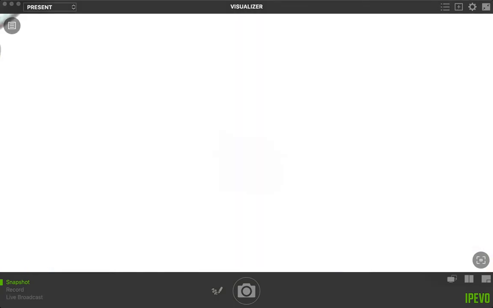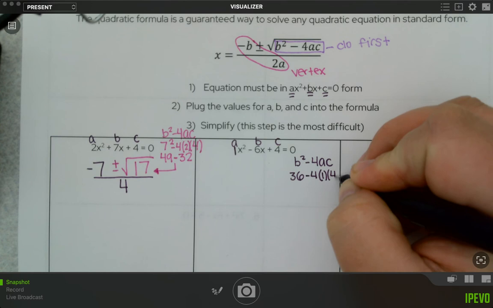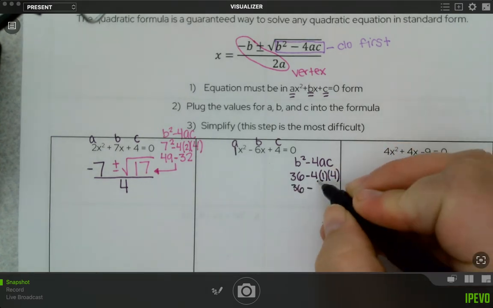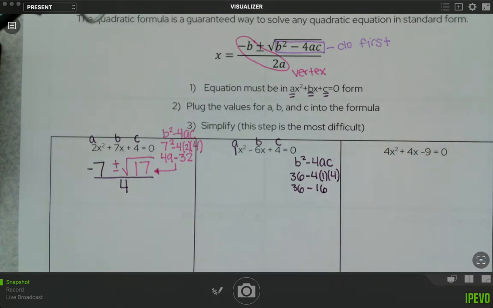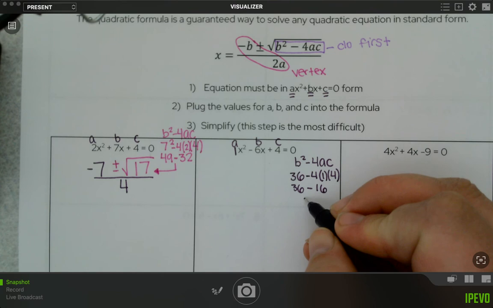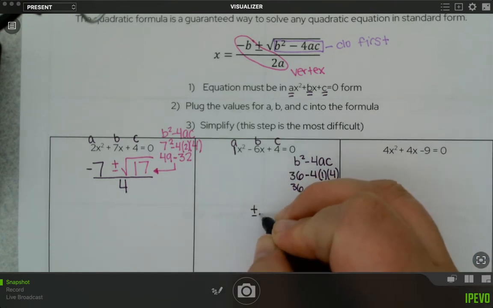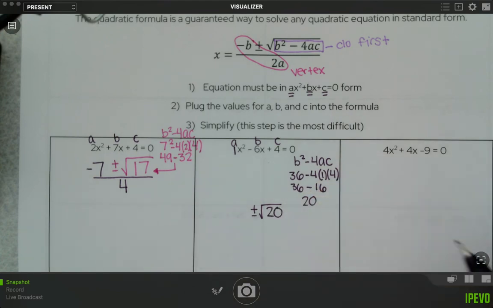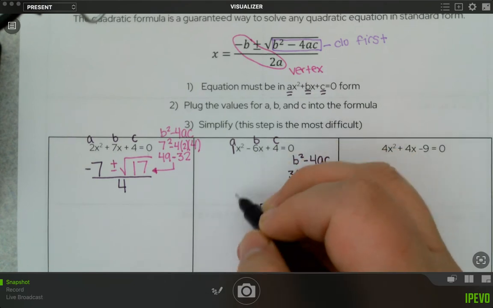Okay, and then A is 1. And C is 4. So basically we have 36 minus 16, which is 20. That's what goes in my square root. And then negative b goes out front.